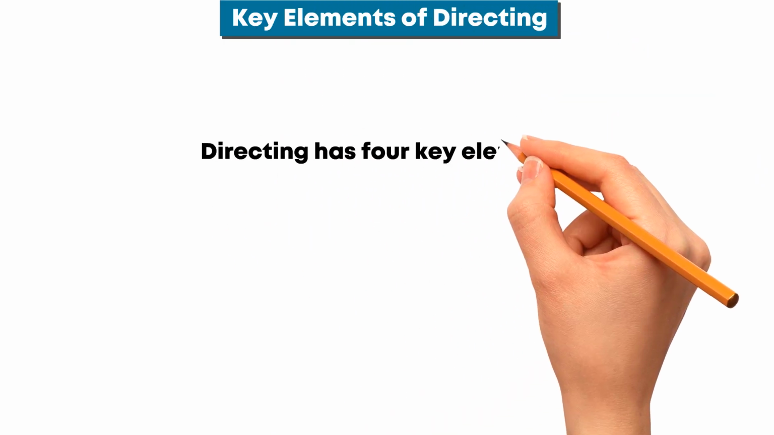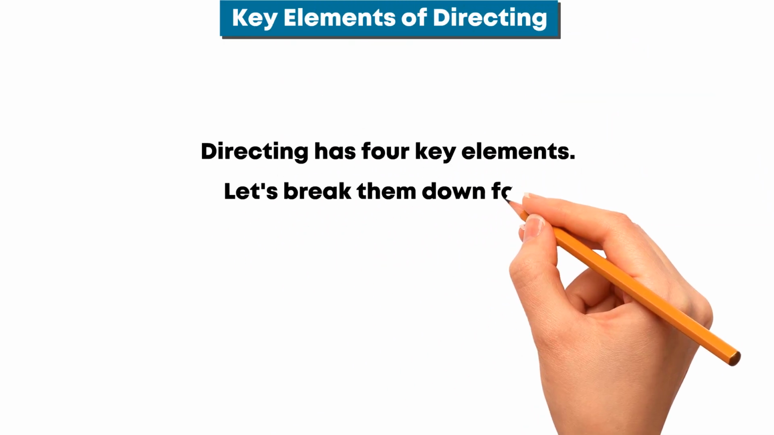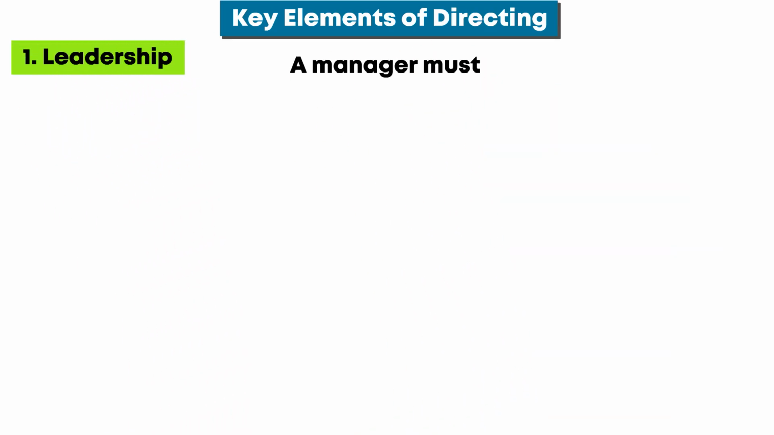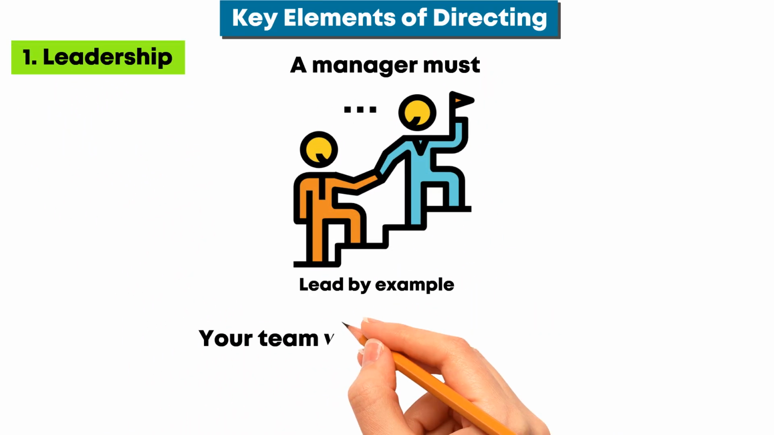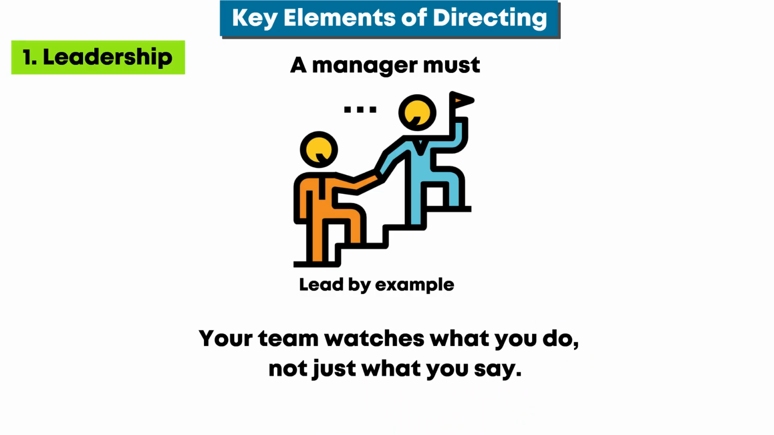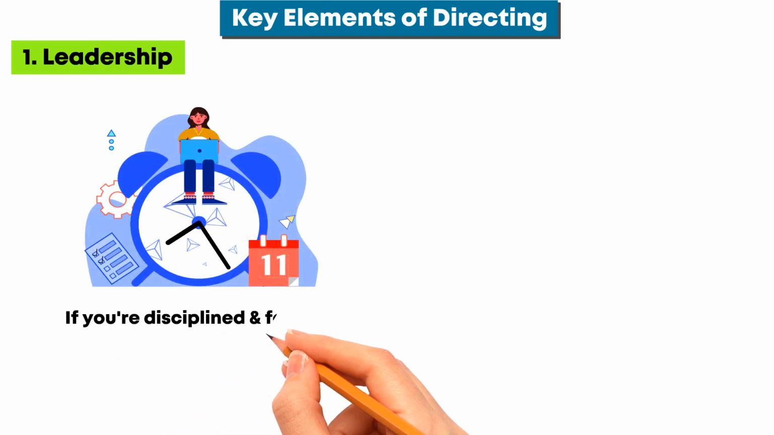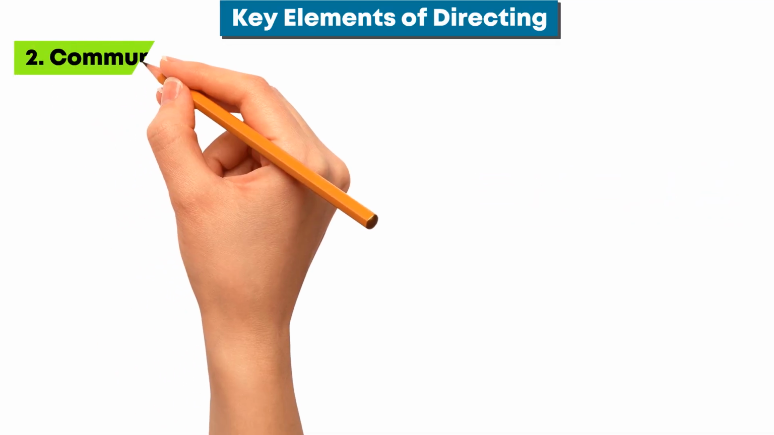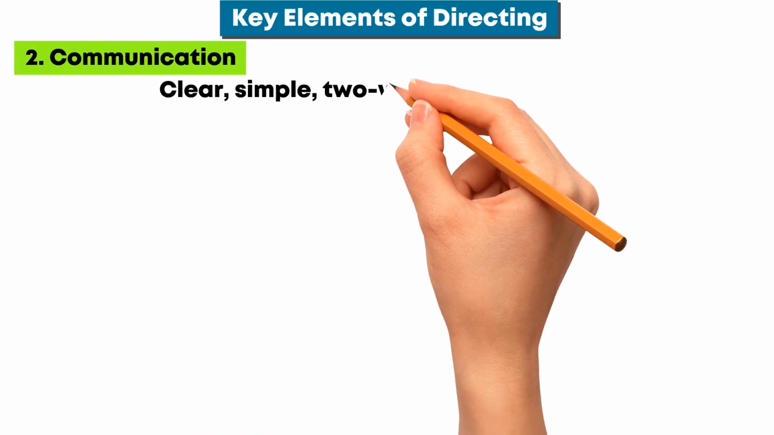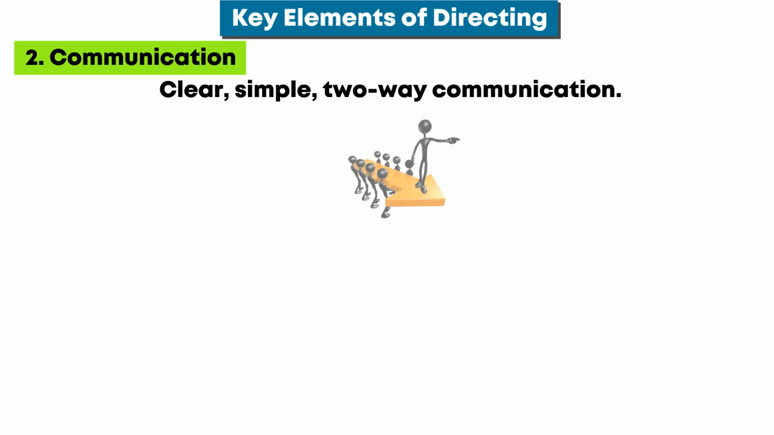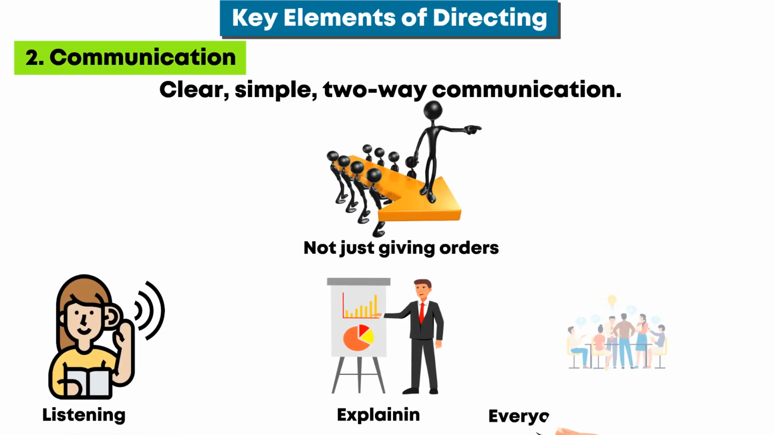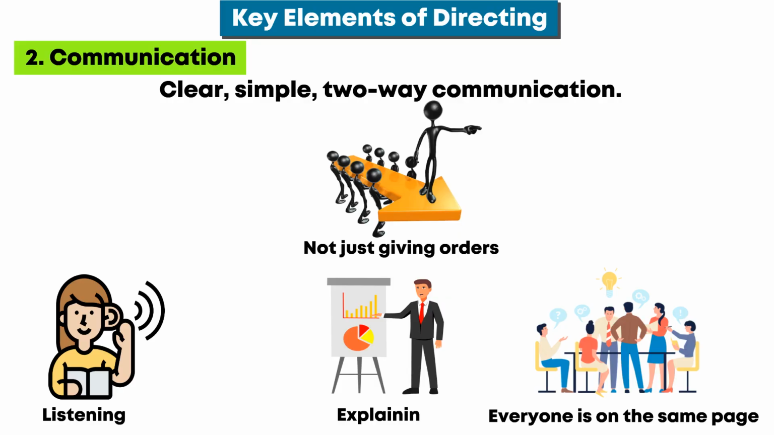Key elements of directing. Directing has 4 key elements. Let's break them down fast. 1. Leadership. A manager must lead by example. Your team watches what you do, not just what you say. If you're disciplined and focused, your team will be too. 2. Communication. Clear, simple, two-way communication. It's not just giving orders, it's listening, explaining, and making sure everyone is on the same page.